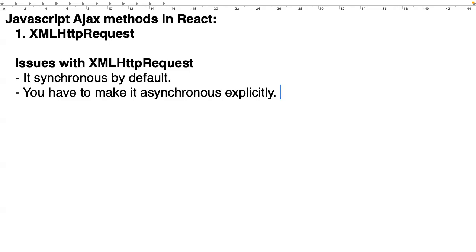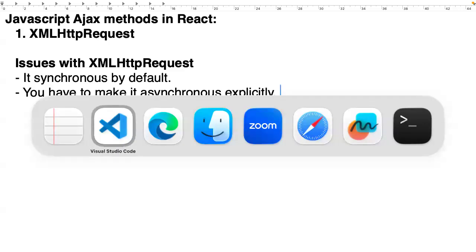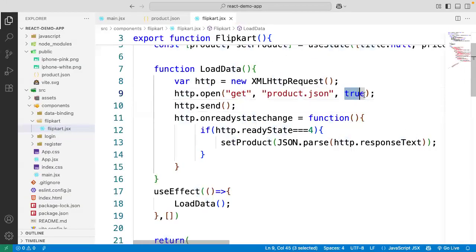What is a synchronous method? Synchronous method means whenever it is processing your request, all other actions are blocked. It will not allow any other action to be performed. That is the problem with synchronous. And we have to manually make it asynchronous. That's the reason in the last session, when we wrote it, we set the last parameter, asynchronous, as true. We need to explicitly make it asynchronous.